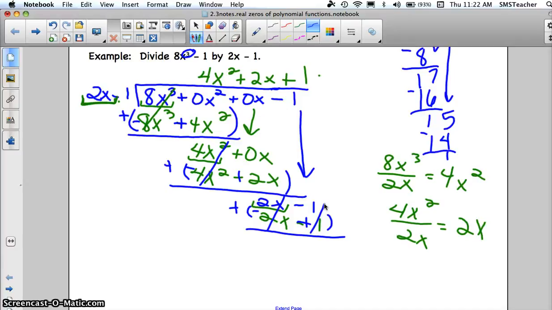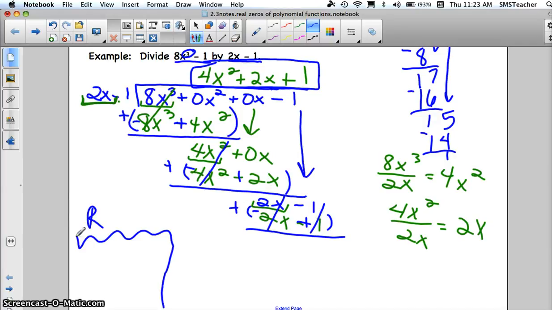So when we divide 8x cubed minus 1 by 2x minus 1, this is the polynomial that is our solution. In the event that you do have a remainder, please do not write r for your remainder. Please write your remainder as a fraction. For example, if the remainder for this problem had been 2, then I would expect you to have written your remainder as 2 divided by 2x minus 1.